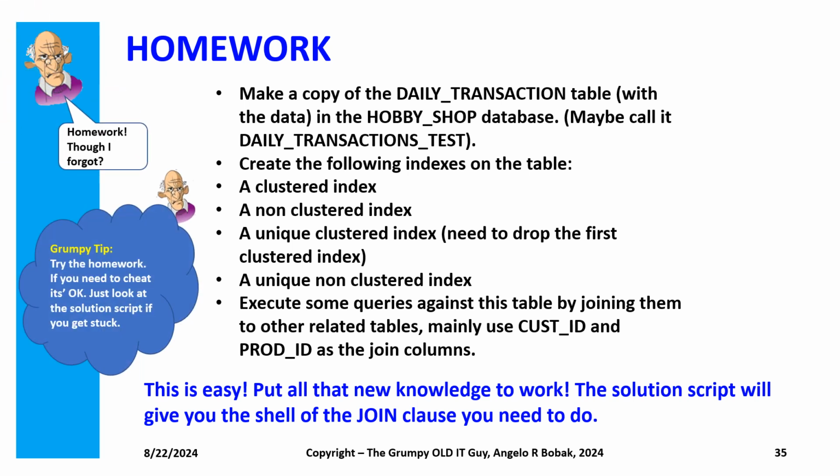Here is your homework. Make a copy of the daily_transaction table with the data in the hobby_shop database. Maybe call it daily_transactions_test. Create the following indexes on the table: a clustered index, a non-clustered index, a unique clustered index, need to drop the first clustered index, and a unique non-clustered index. Execute some queries against this table by joining them to other related tables, mainly using cust_id and prod_id as the join columns. This is easy. Put all that new knowledge to work. The solution script will give you the shell of the join clause you need to do.